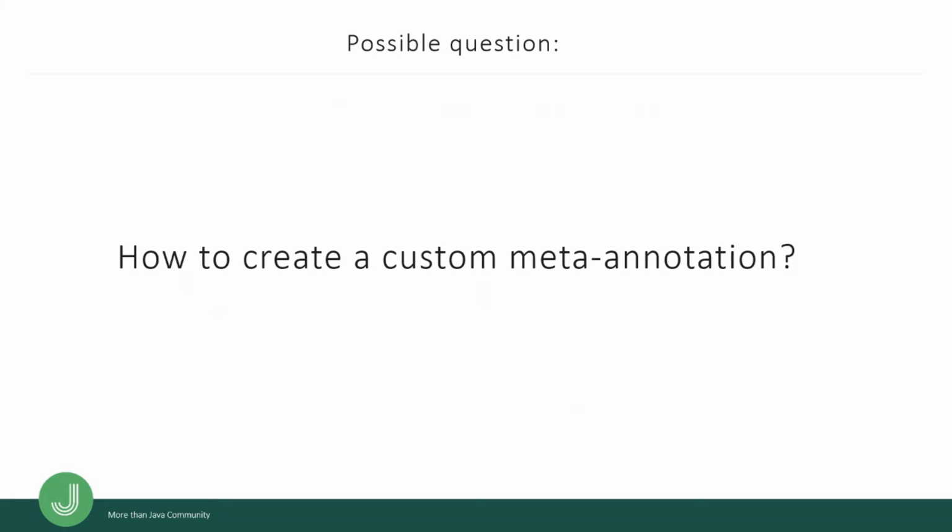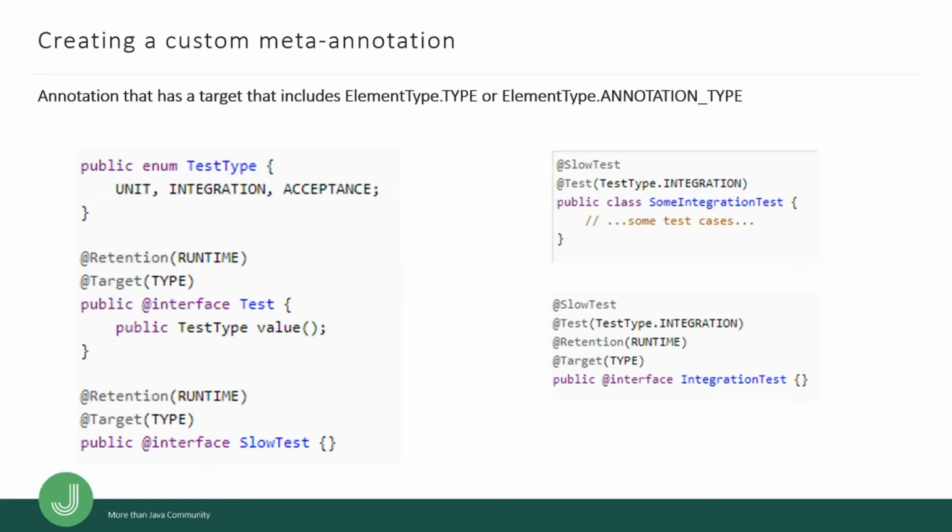Of course, a question arises when we're talking about meta-annotations. Of course, we can create meta-annotations in Java, but take a moment to think what parameter we should set, what keyword we should use to create a meta-annotation. The answer is pretty simple. We just should set our target to element type TYPE or to ANNOTATION_TYPE. The only difference between them is that TYPE covers all the types, for example, classes, interfaces and annotation interfaces, and ANNOTATION_TYPE covers only annotation interfaces, only the creation of annotations.